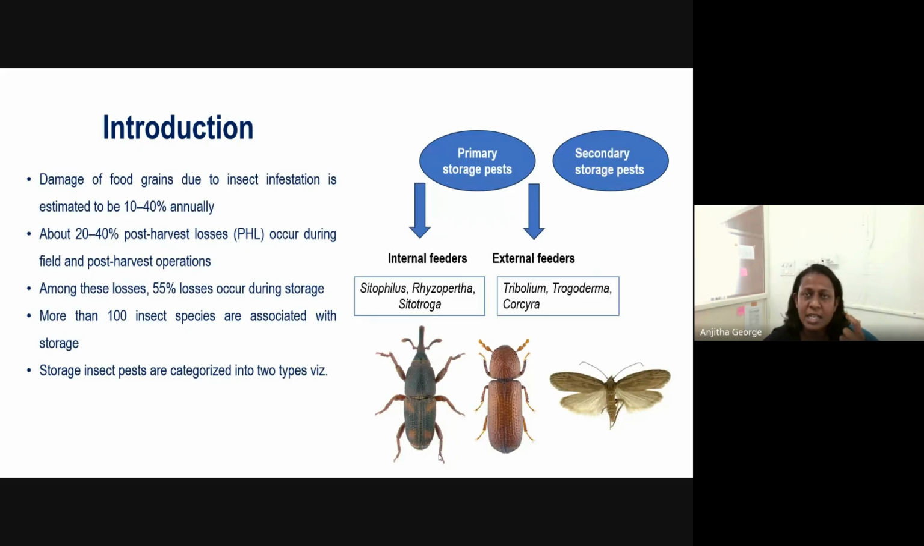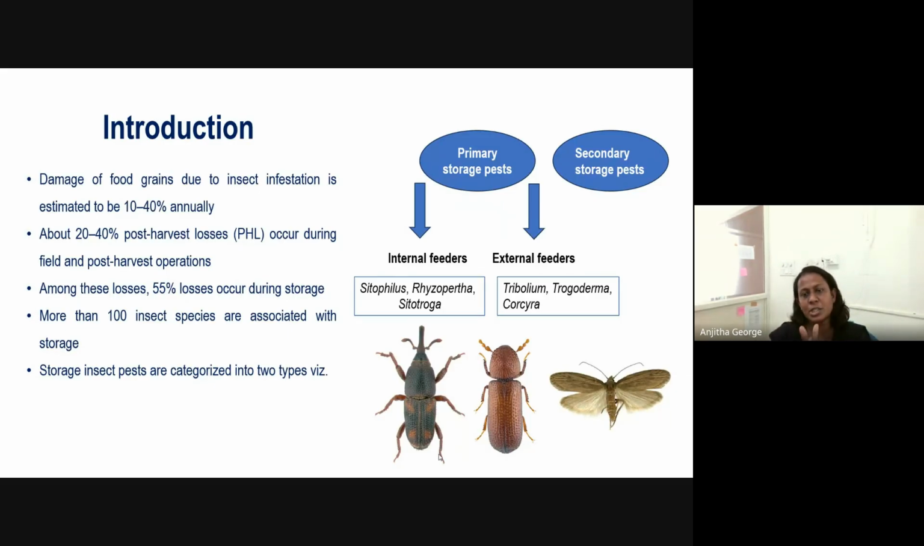And in India alone, almost 111 insect species have been reported which cause damage to the seeds. So when I say causing damage, here it is not only during storage, it includes both those insects which start their infestation from the field. For example, we can classify these storage insect pests into two groups, as I have mentioned in the slide: primary storage pests as well as secondary storage pests.